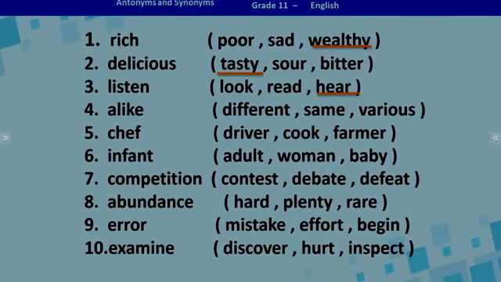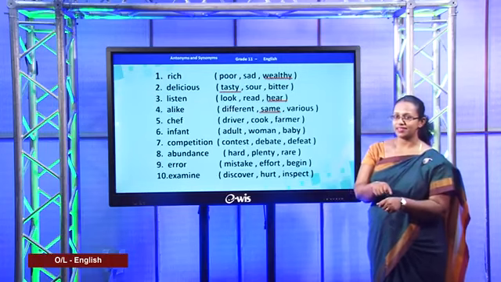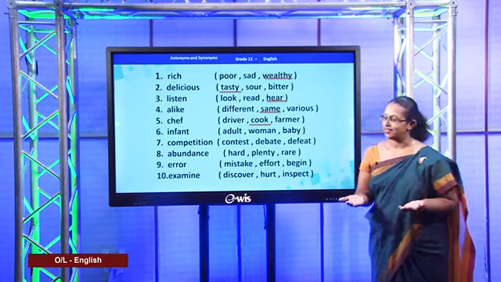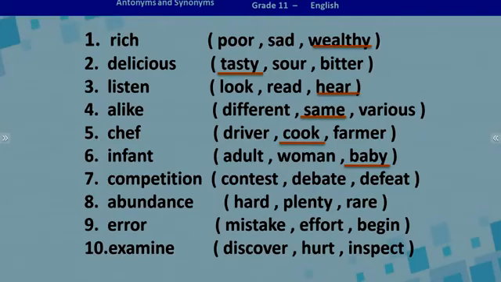Next one, alike. Is it different? No, it is same. Alike, same. A chef is a person who is wearing an apron, making things. Yes, then he is the cook. Chef, cook. Next one, infant. A little baby. Infant, baby. Competition. Is it debate? No. Then is it defeat? No, children. That is contest.